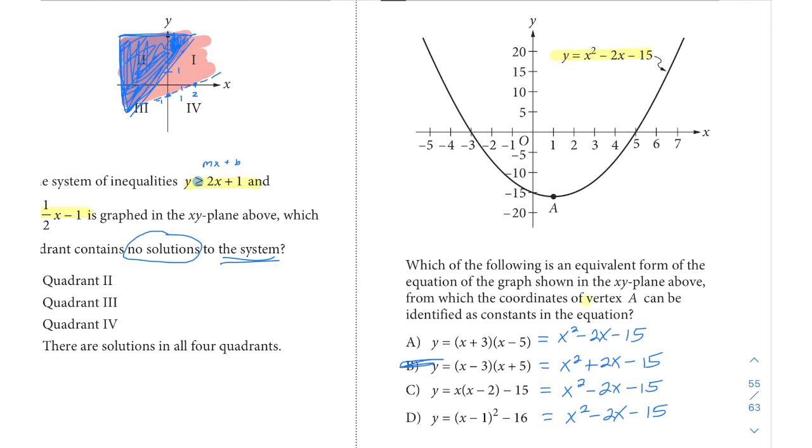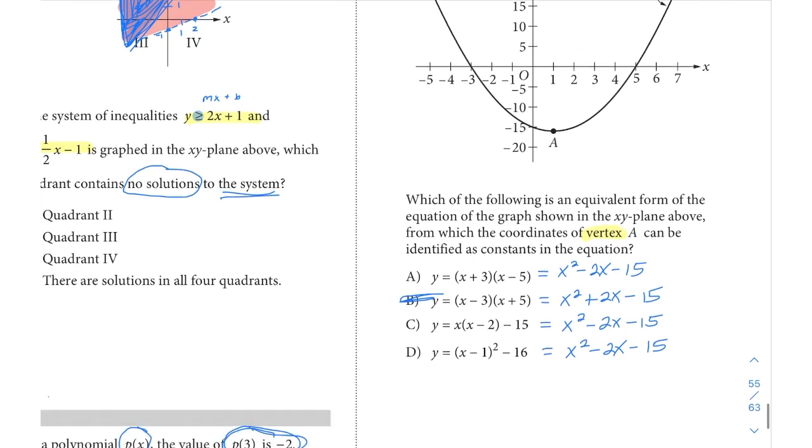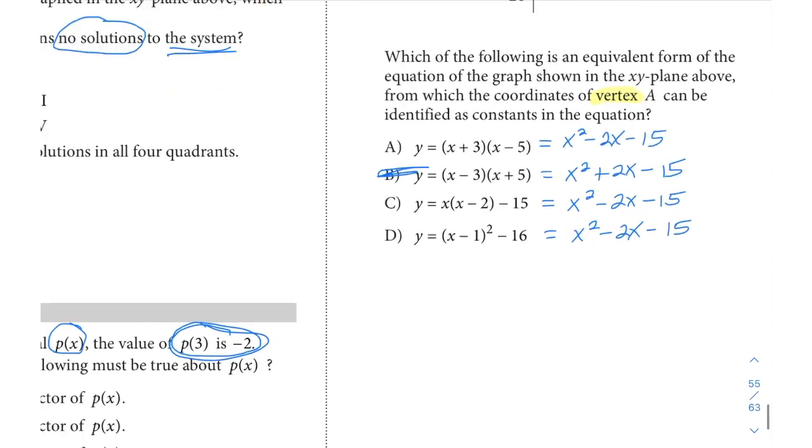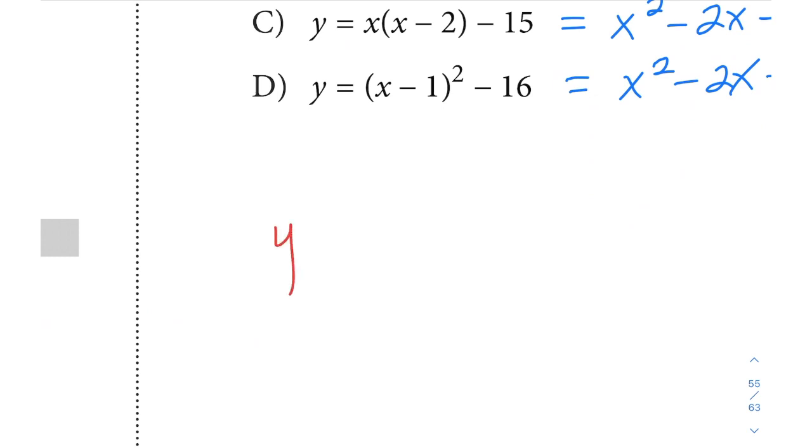There's a very important keyword in this question, which is vertex. And I want us to make this an automatic response, like a Pavlov's dog type response. Whenever you see vertex on SAT, it's important to think vertex form. And vertex form is written as y equals, so the general vertex form is going to be a times x minus h, quantity squared, plus k.